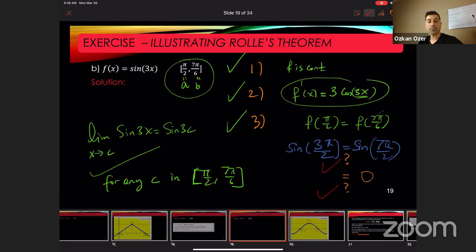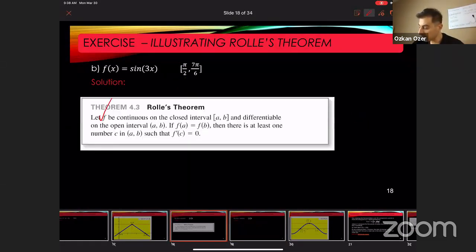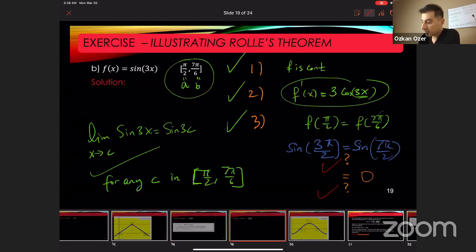Okay. So if you used your calculator, don't forget to put it in the radian mode, by the way. Then you can visually verify that all 3 conditions of Rolle's theorem are satisfied. Number 1, number 2, number 3. So it's guaranteed by the theorem because it's sine 3x, right, Dalton? So it's sine 7 pi over 6 times 3, which makes it 7 pi over 2.